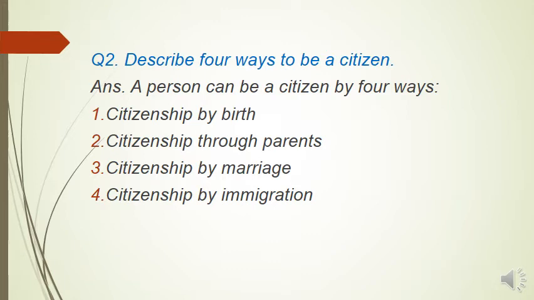So these are the 4 ways you can be a citizen: citizenship by birth, through parents, by marriage and by immigration. The spelling of immigration should be written very correctly: I-M-M-I-G-R-A-T-I-O-N, immigration.